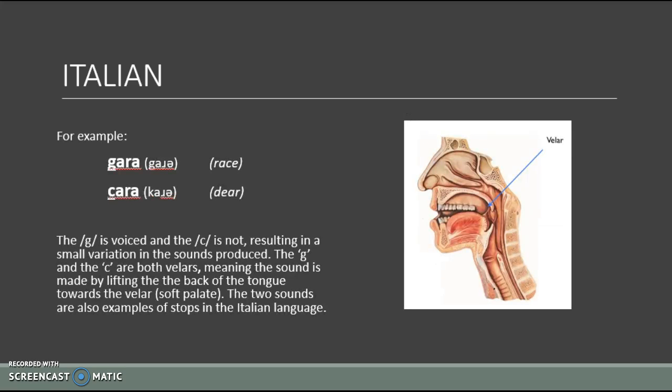For example, again, gara and cara. So the G is voiced and the C is not, resulting in a small variation in the sounds produced. The G and the C are both velars, meaning that the sound is made by lifting the back of the tongue towards the velar or the soft palate. The two sounds are also examples of stops in the Italian language.